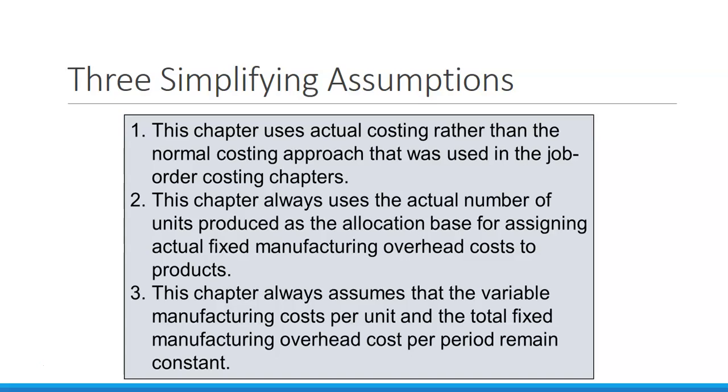The main underlying assumptions for these concepts are that we're going to use actual costing rather than normal costing. So remember, the difference between actual and normal is that normal uses a predetermined overhead rate, where actual uses the actual cost. We're going to use the actual number of units produced as our allocation base for assigning actual fixed manufacturing overhead costs to products. And we're always going to assume that our costs remain constant.